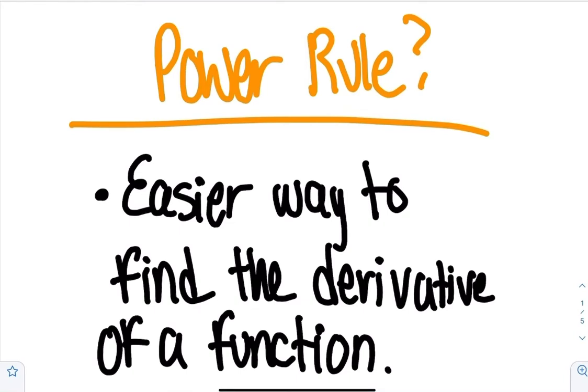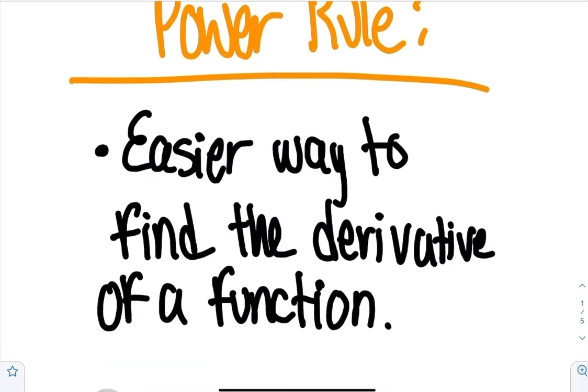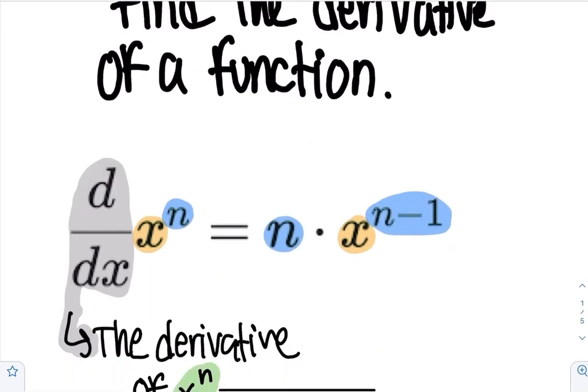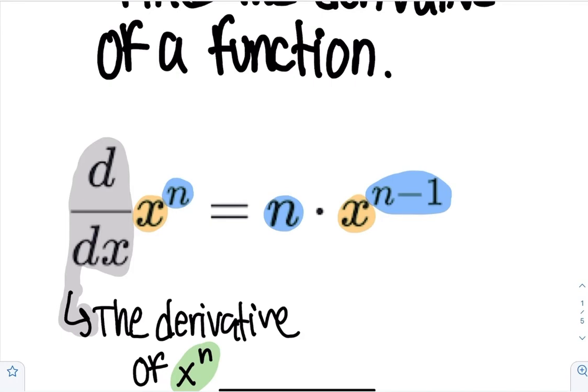So, the power rule is an easier way to find the derivative of a function. With these rules, there's a lot of different ones, but probably the most basic is the power rule. Let's go over what it is. Here's what the power rule says. Take some variable x to some number, and this number could be 5, it could be 30 billion, it could be 3, right? The derivative of x to some number is going to be x to that number minus 1, times that number.